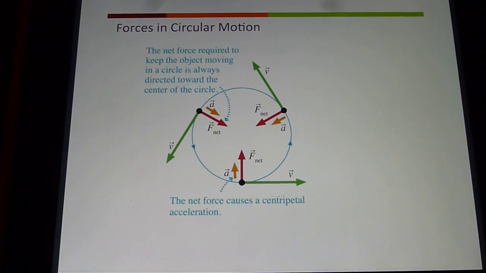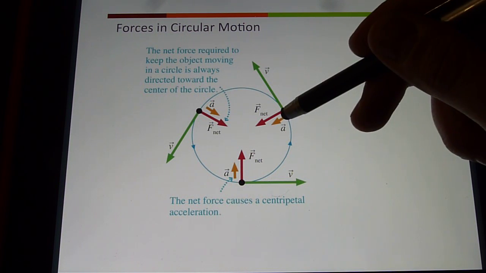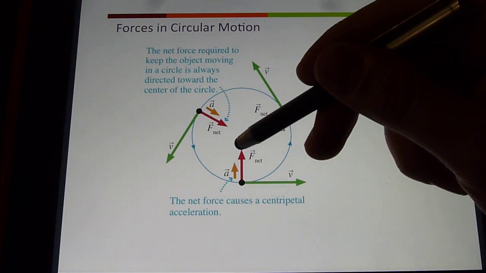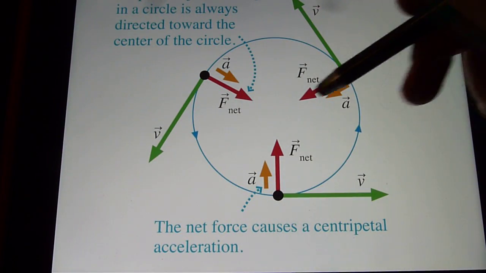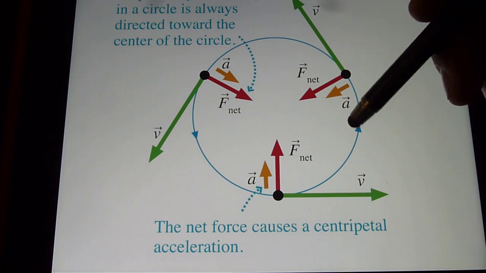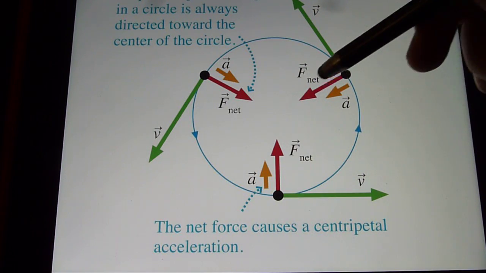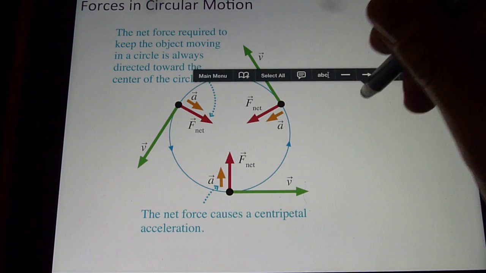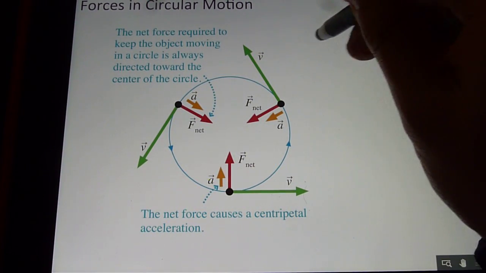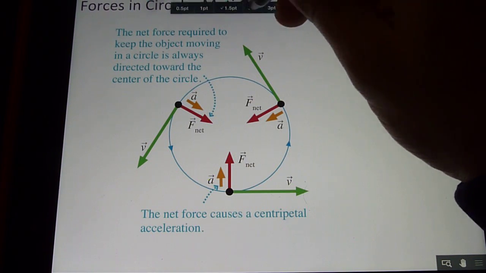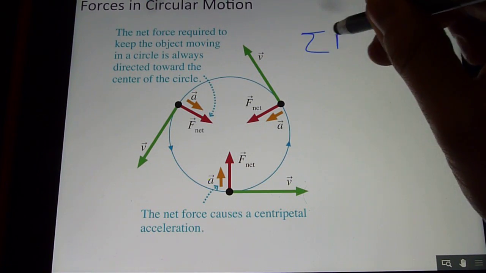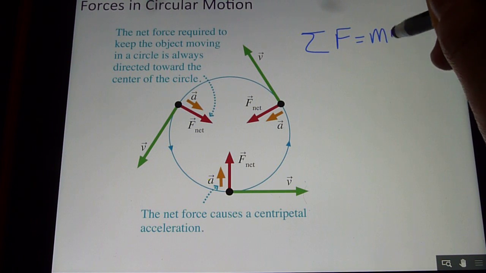I want to take a minute to talk about the forces that give rise to uniform circular motion. We know that our acceleration for uniform circular motion is directed in towards the center of the circle, so therefore the force that allows me to move in a uniform circular motion has to be directed in towards the center of the circle. We know from Newton's laws that the sum of forces is equal to mass times acceleration.